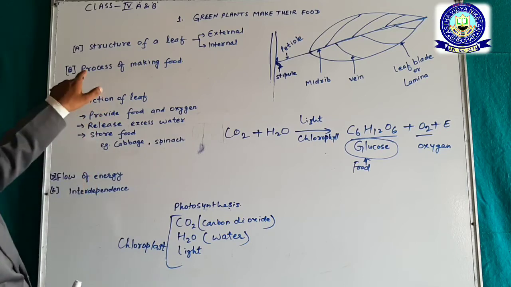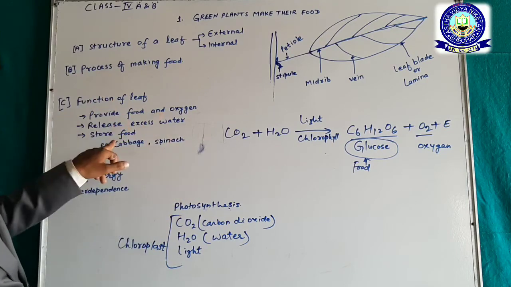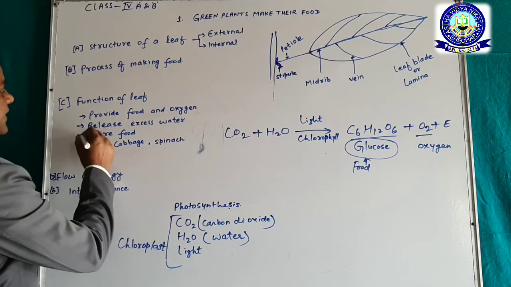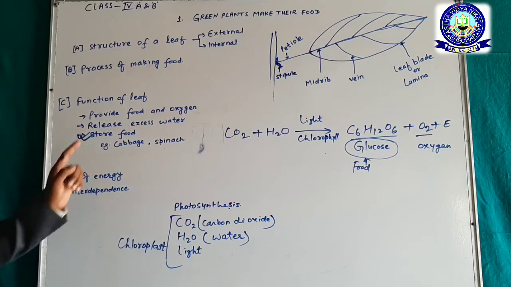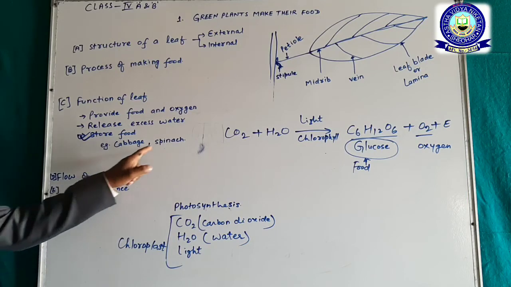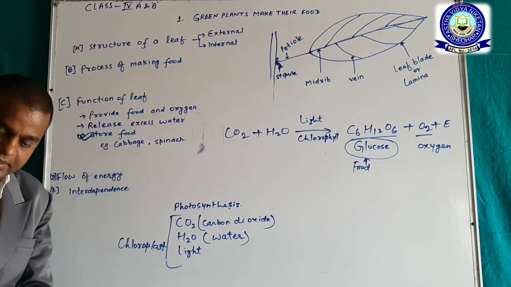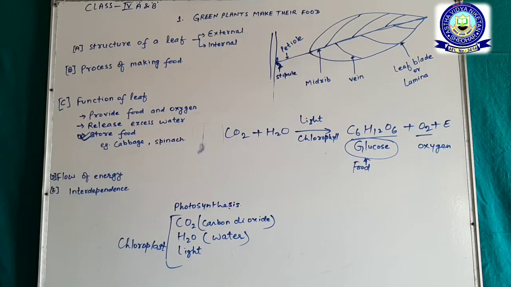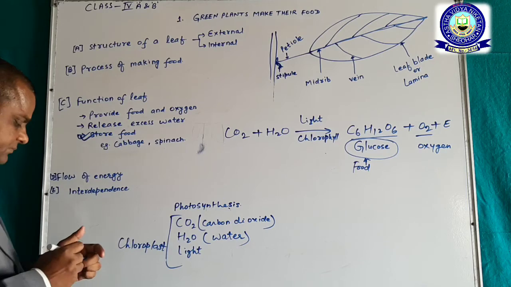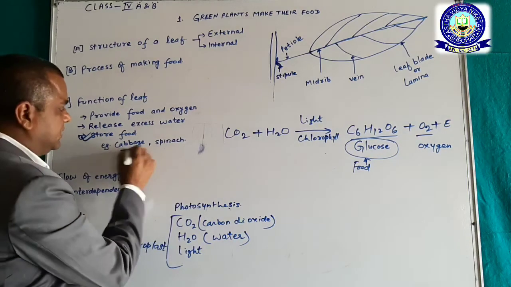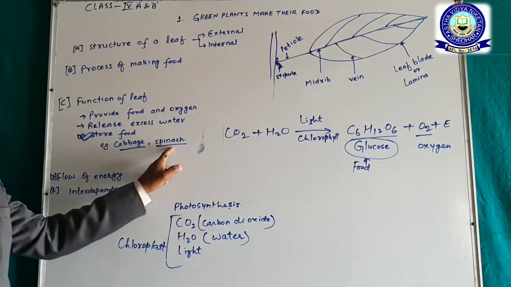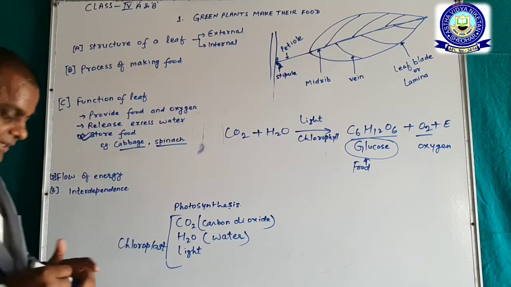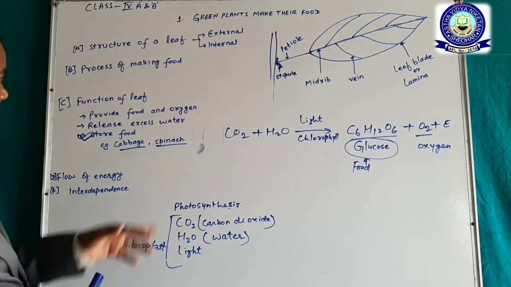Now there is another very important function, to store food in the leaf. Cabbage and spinach store food in their leaves, and in this way we eat them as vegetables.